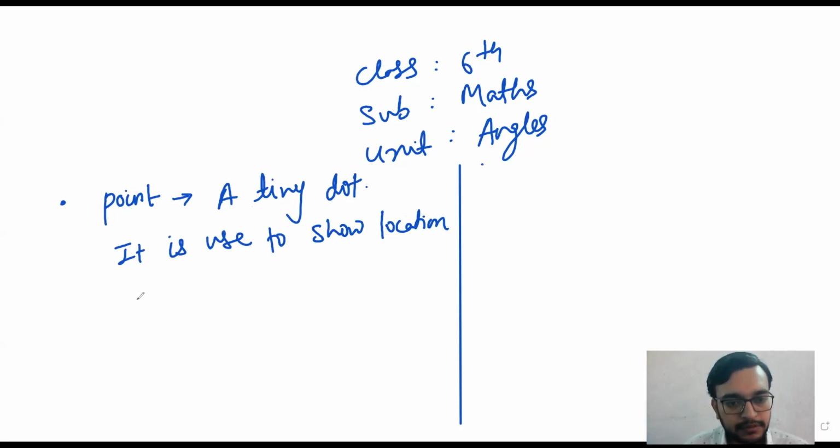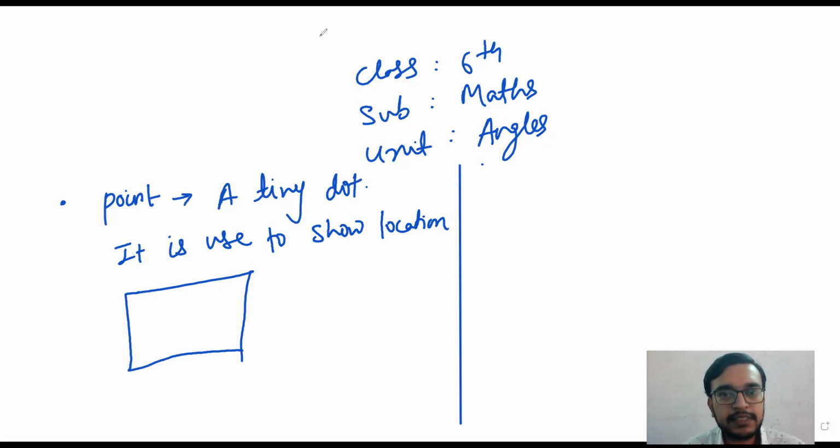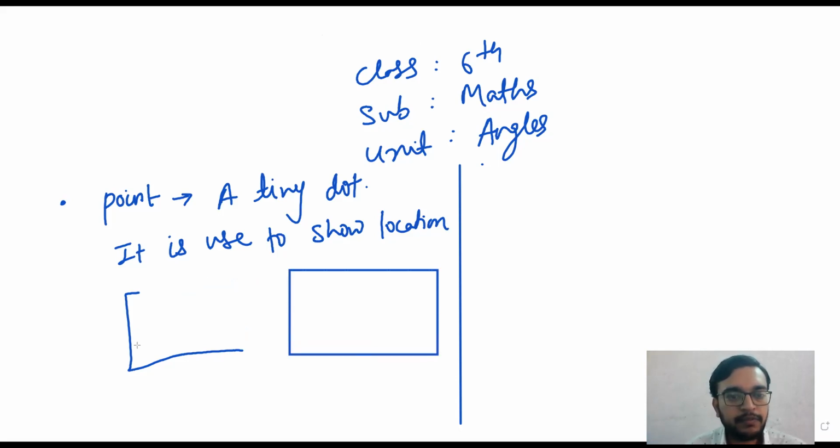Suppose, consider this is a plane. Basically, a plane is a flat surface, a two-dimensional flat surface, right? In this plane, this is a point, and we name it as point A.